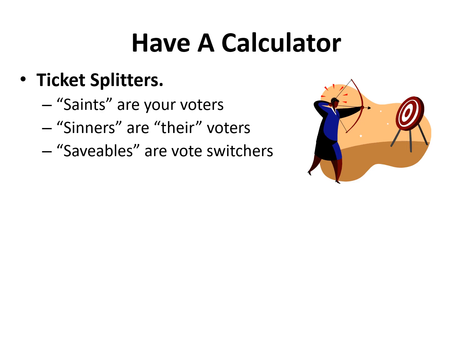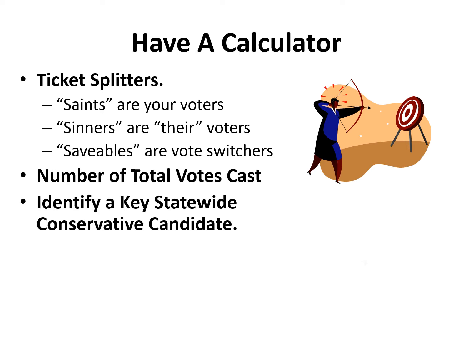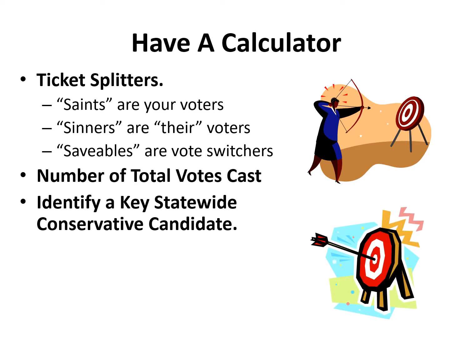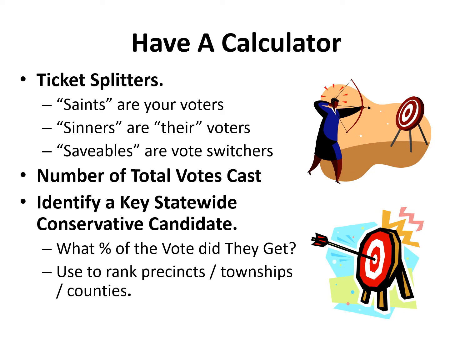particular office. What we want to do is start by discovering the number of total votes cast in a recent statewide primary and general election. Then you want to identify a key statewide conservative candidate. You want to ask the question, what percentage of the vote did they get in this most recent election that you're looking at? Also, you want to use this information to rank precincts and townships and counties based on their voting record so that you can target your resources.